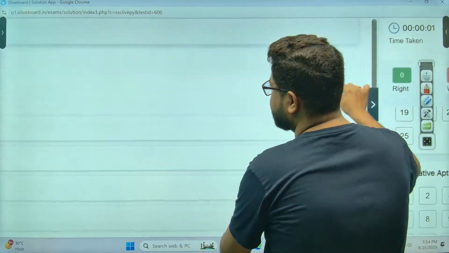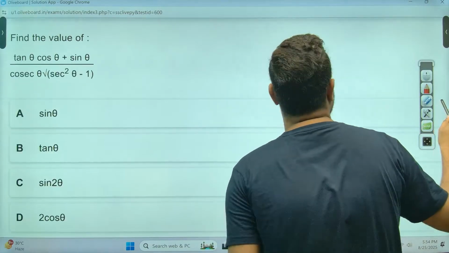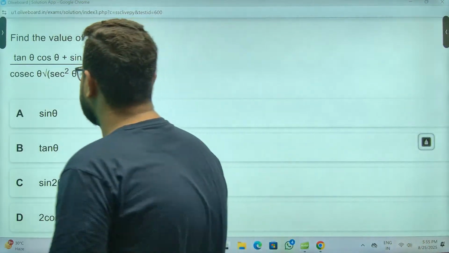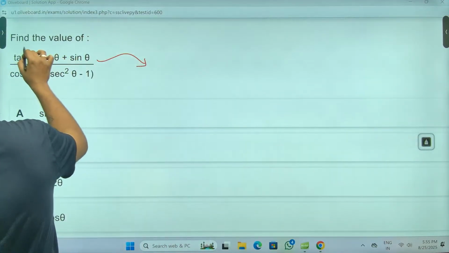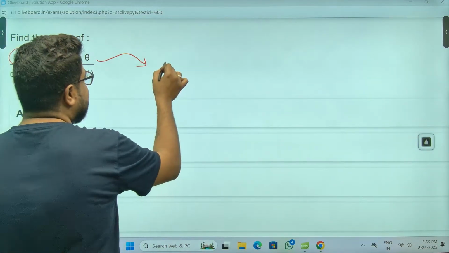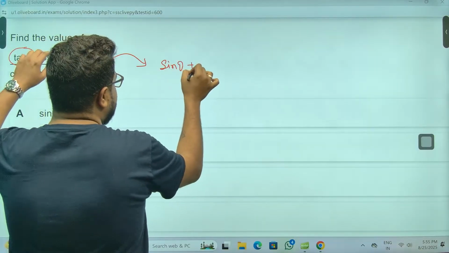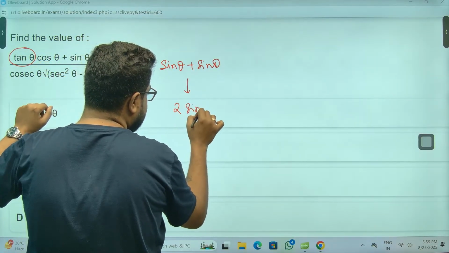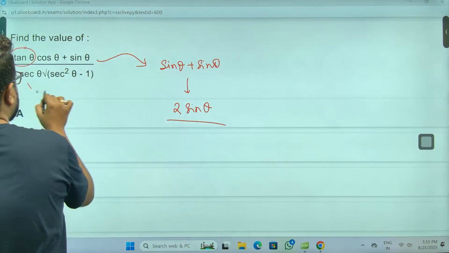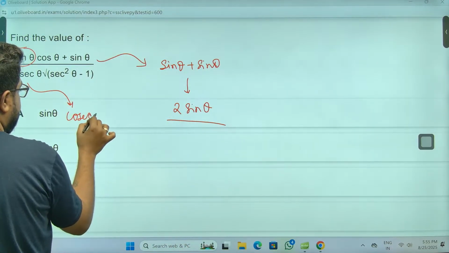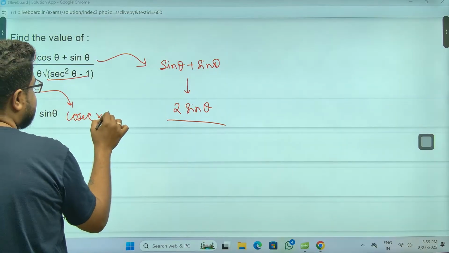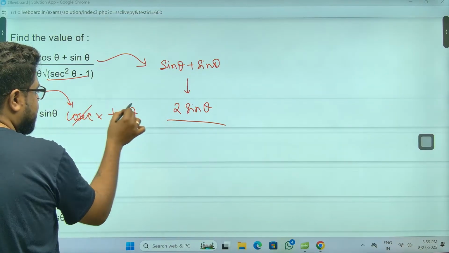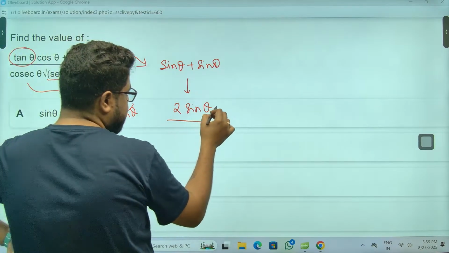Last question of the day. You can use the value putting method, or you can do it normally. So tan into cos: tan means sine by cos, into cos. Sine will remain. Sine theta plus sine theta, meaning 2 sine theta in the numerator. By cosec into sec square minus 1, which is tan theta. So tan theta is sine by cos; sine by sine and cosec will cancel. So 1 by cos remains.